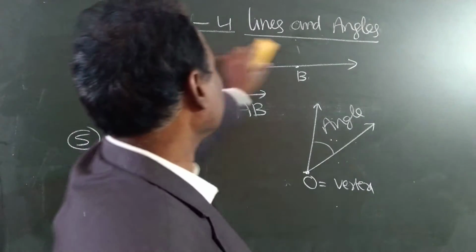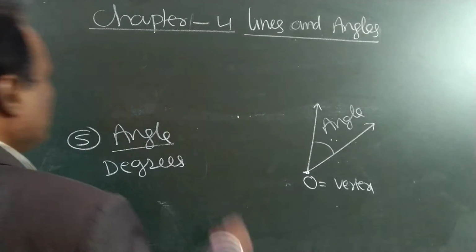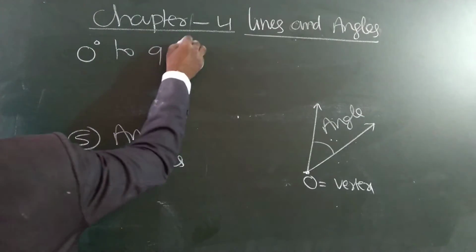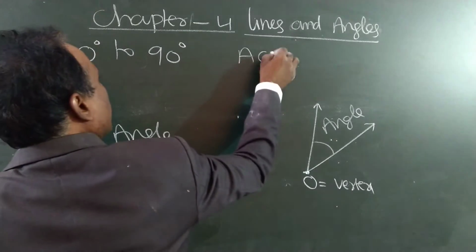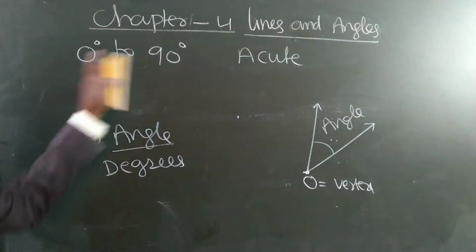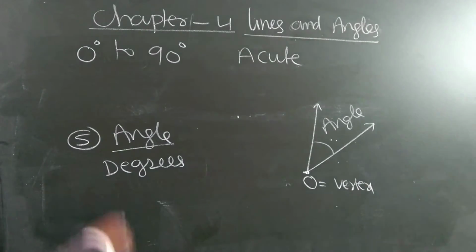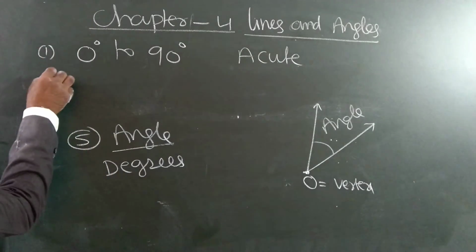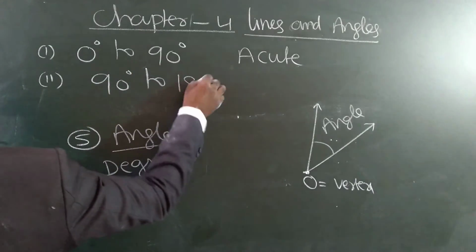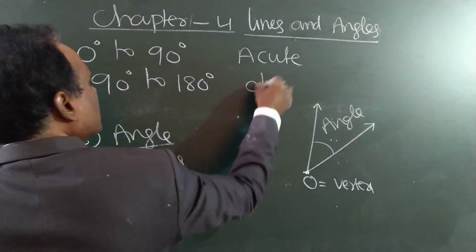Now we have some names. 0 degrees to 90 degrees, this angle is called acute angle. Acute angle means less than 90. Less than 90 is acute angle. 90 to 180 is obtuse angle.